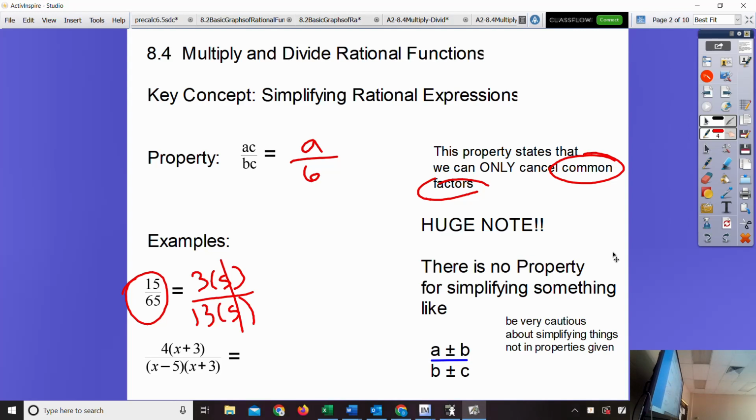Usually the kids who screw up this property happen to be the kids who can't factor. The two are highly related to each other. If you can't factor, usually you just take this property and murder and stab it to death.